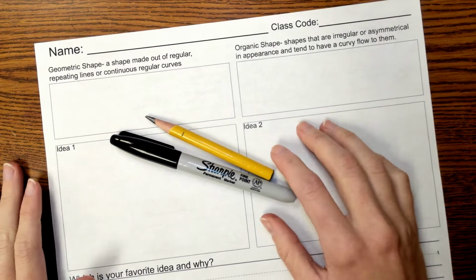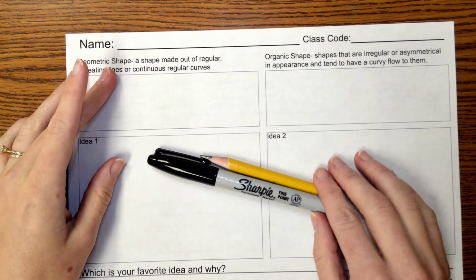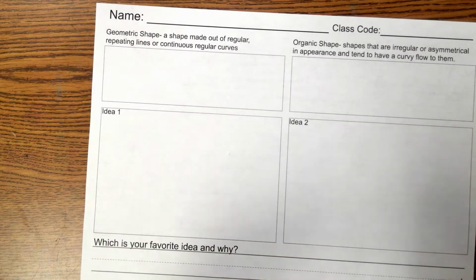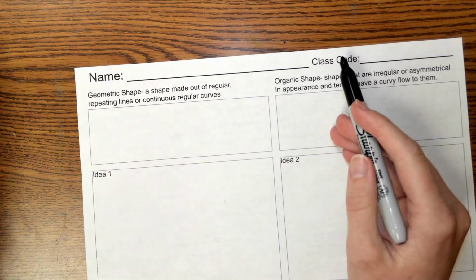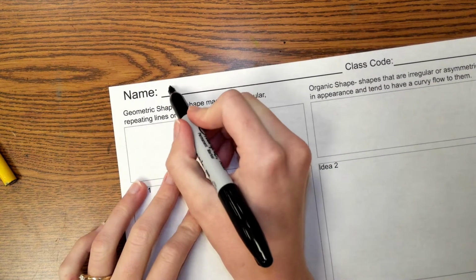Let's draw an artwork inspired by the geometric and organic shape and pattern-based images that Ruth Root, a contemporary artist, makes. First, on your paper, you'll write your name and your class code. You will do this with a pencil. I'm using a marker so you can see what I am doing.